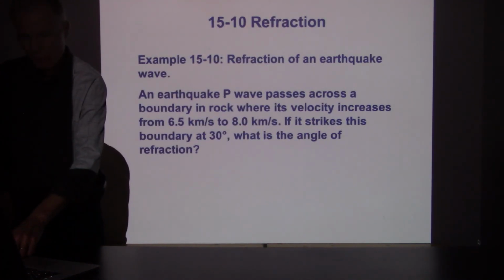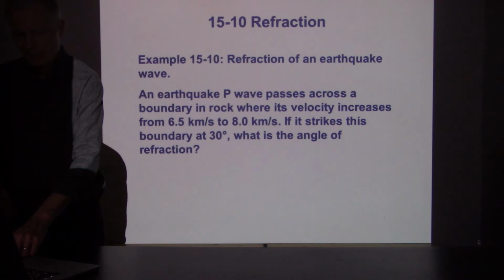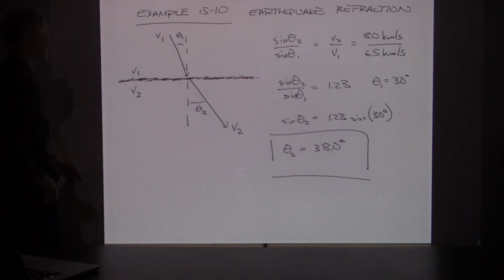Okay, so let's try this. Here is another earthquake problem. No, it's not the San Jose quakes, but it's an earthquake problem nonetheless. Let's see. It's going to speed up. So here is a disturbance from an earthquake, passing from one type of rock into another where it speeds up. What angle will it come out at?